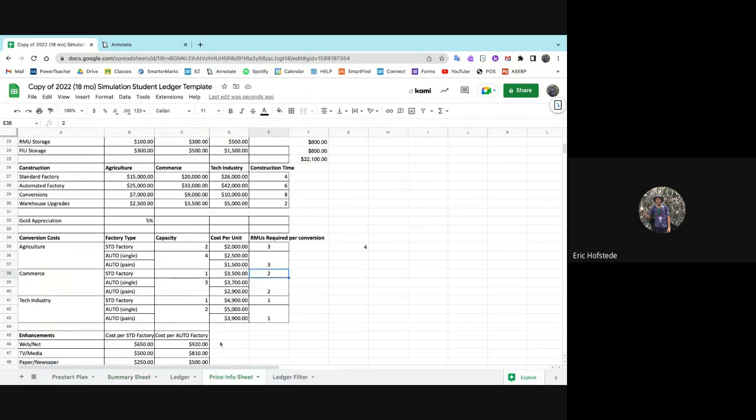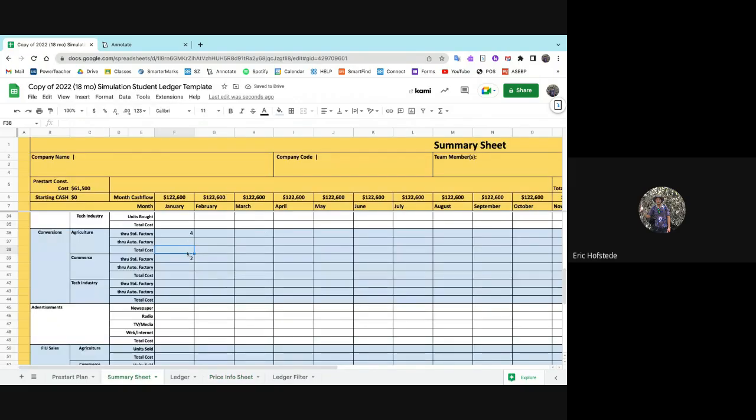All right, so I did 2, and I need to actually figure out what that costs. All right, and that's on the price info sheet. So I did 4 of these at 2,000. So I could actually just do the math here again. Equals 4 times 2,000. Or you can use your calculator. So that's going to be $8,000. Update my summary sheet.